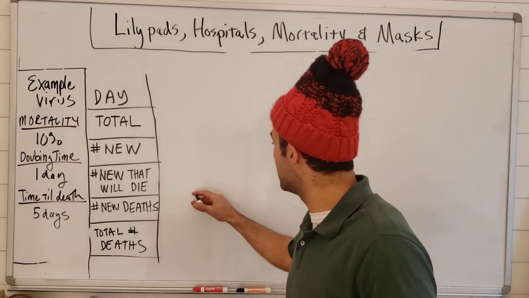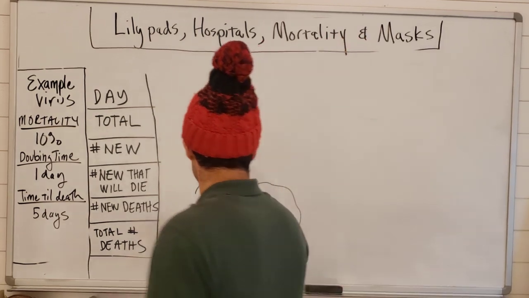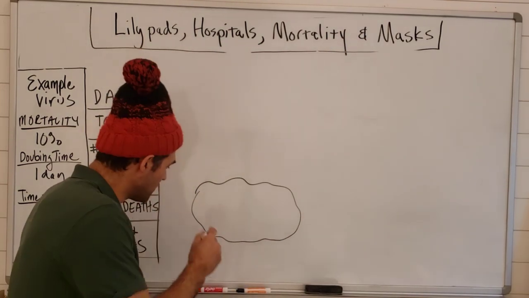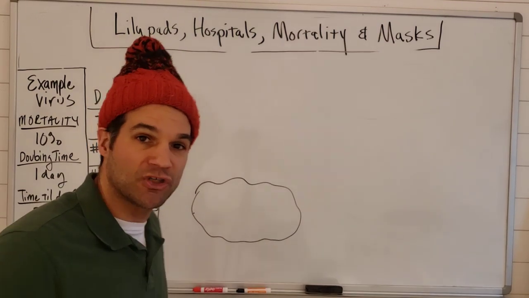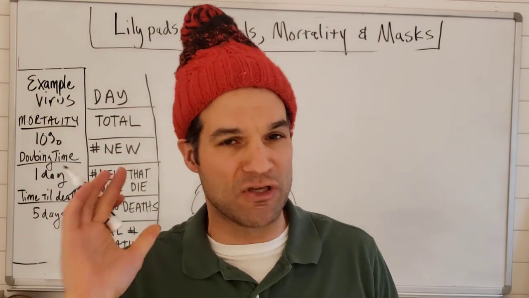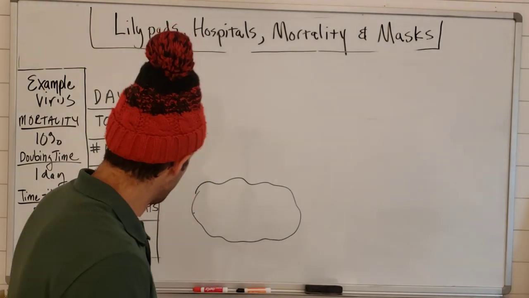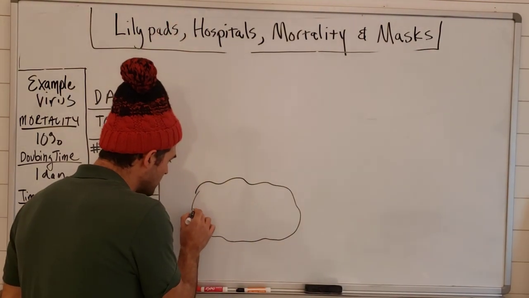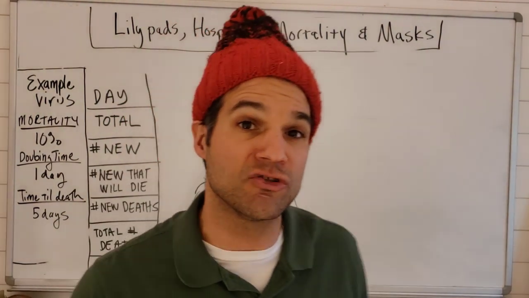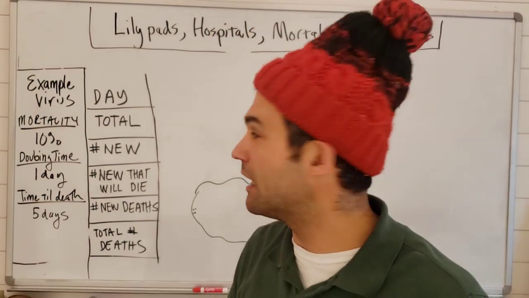Here's the problem. There's a pond, and in that pond, a lily pad grows. Boom. And once one lily pad shows up, the number of lily pads in this problem doubles every day. So on day one, there was one, and then there were two, and then there were four, and it doubled and doubled and doubled, and it took 30 days for that pond to fill up.